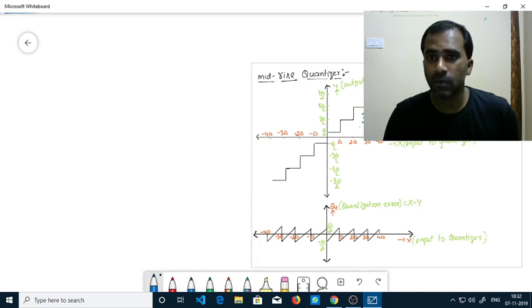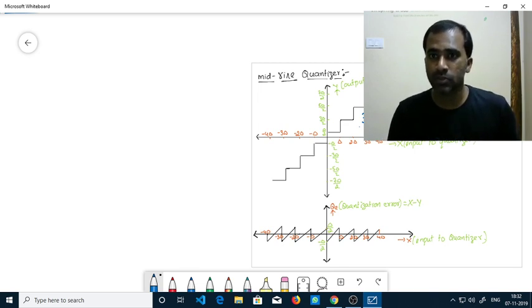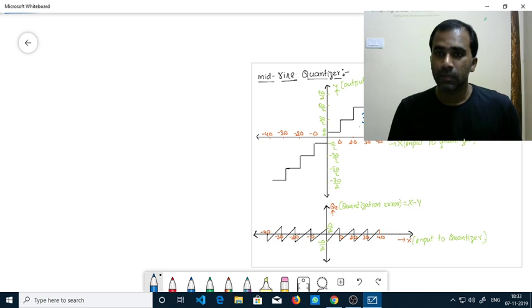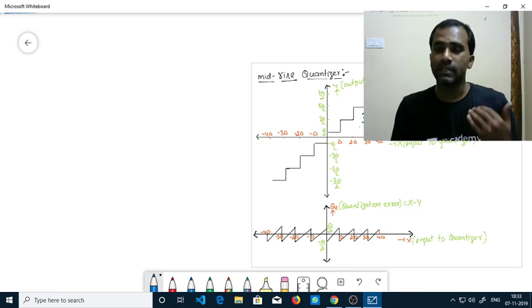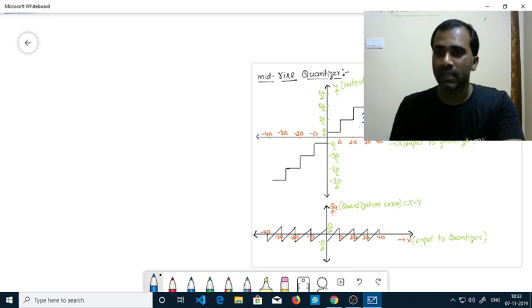So this is a 3-bit quantizer. Why am I saying it is a 3-bit quantizer? Because this is having eight quantization levels: 1, 2, 3, 4, 5, 6, 7, 8. Because it is having 8 quantization levels, I am calling it a 3-bit quantizer. The number of bits used by a quantizer can be any number of bits. For me, it is easy to plot a 3-bit quantizer characteristics. That's why I've plotted 3-bit quantizer characteristics.